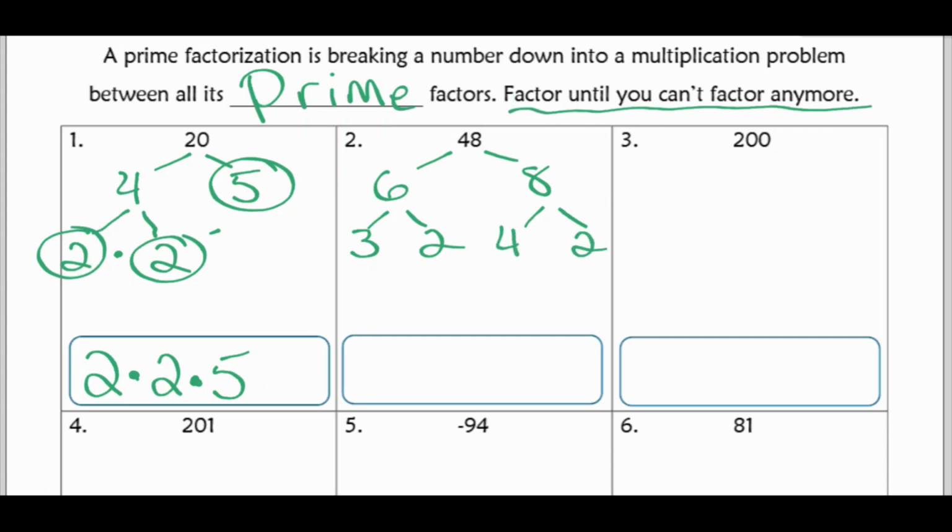So I have a 3, a 2, and another 2. Those are prime, so I'm going to circle those. But I have a 4 that can also be broken down a little bit into a 2 and 2.